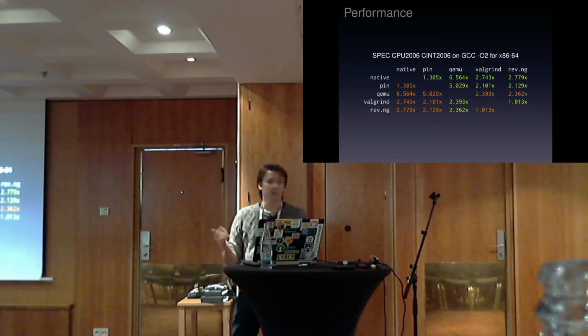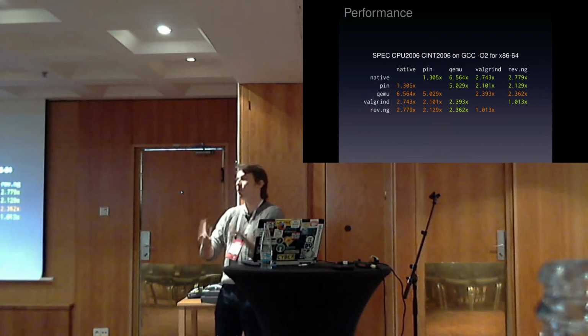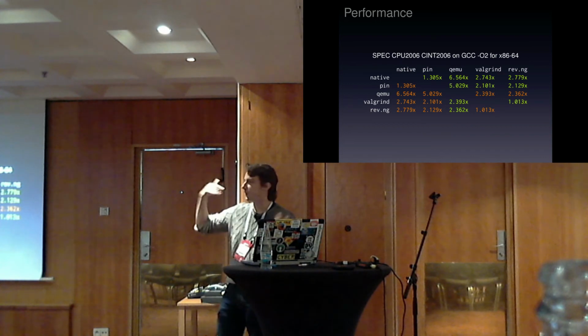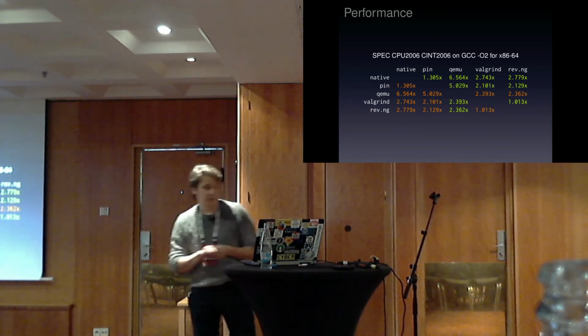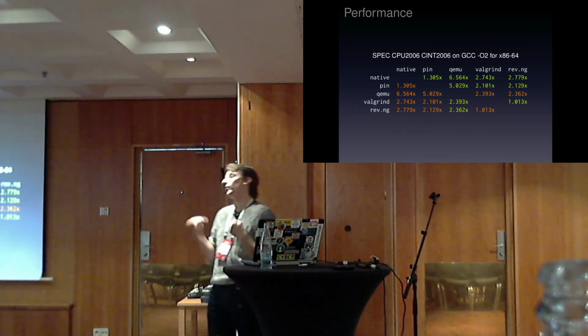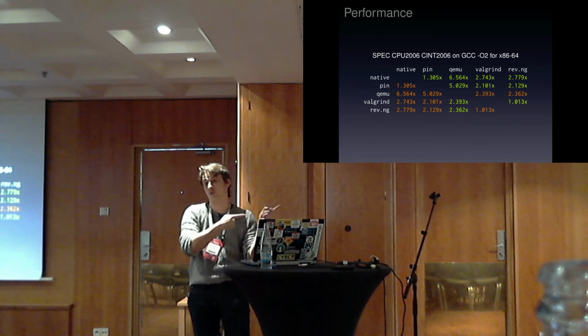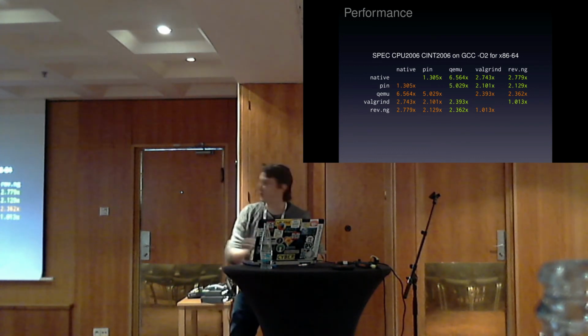Why is that? Because PIN is very smart. PIN and Valgrind are made to perform instrumentation, so, for instance, print the value of a register every now and then. If you do not perform any instrumentation, PIN is so smart that it reuses the original code, okay? So that's why it has like 30% overhead.